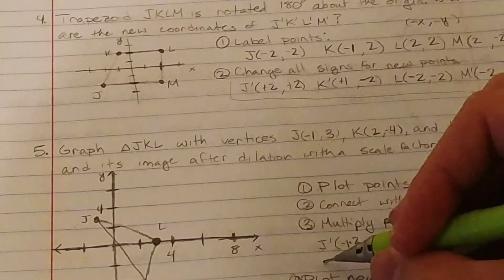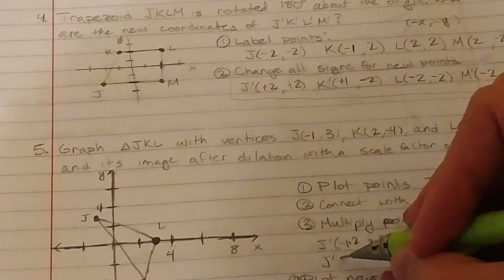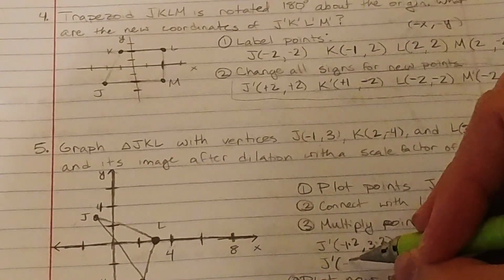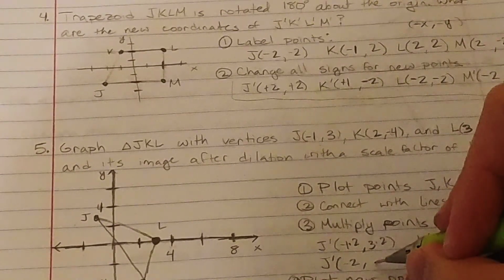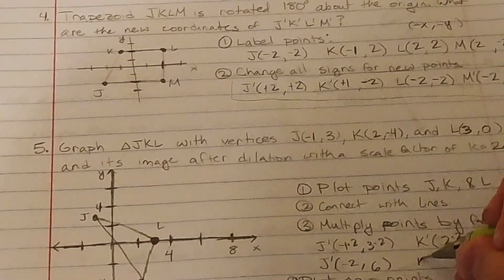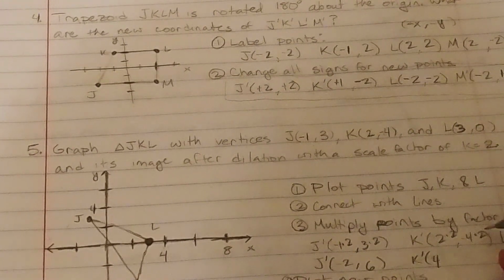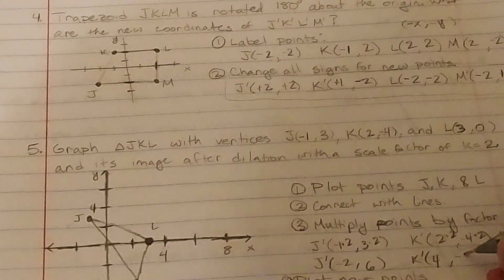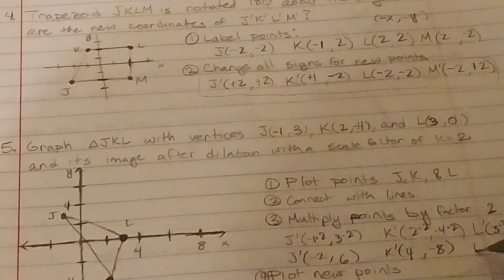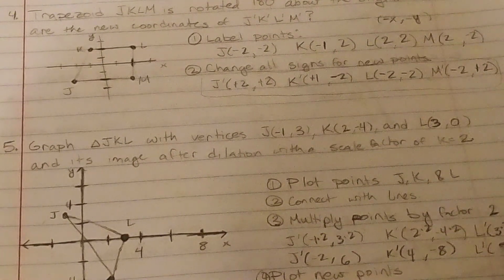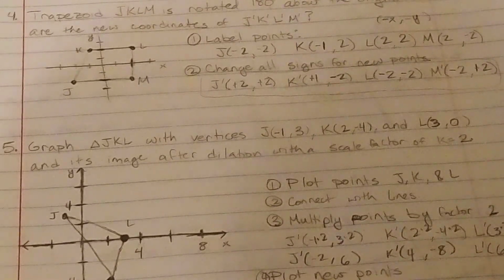So let's do that. We have J prime is negative 1 times 2 is negative 2, 3 times 2 is 6. K prime, we have 2 times 2 is 4. Negative 4 times 2 is going to give us negative 8. And L prime, 3 times 2 is 6, 0 times 2 is 0.